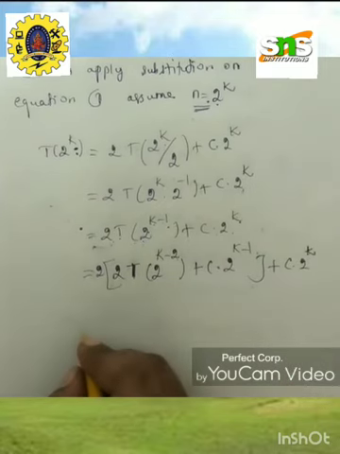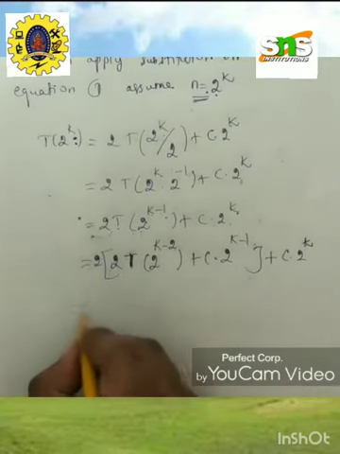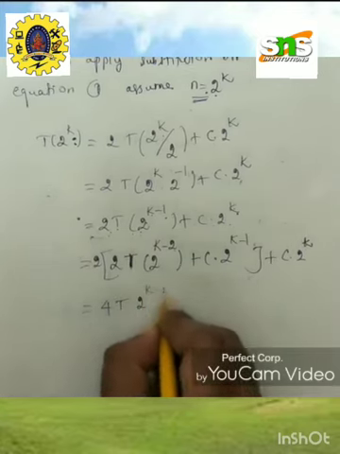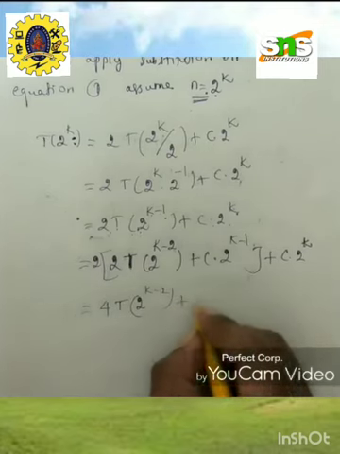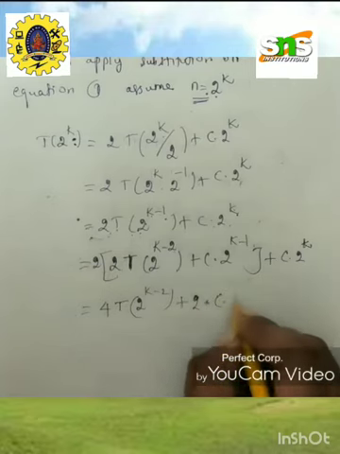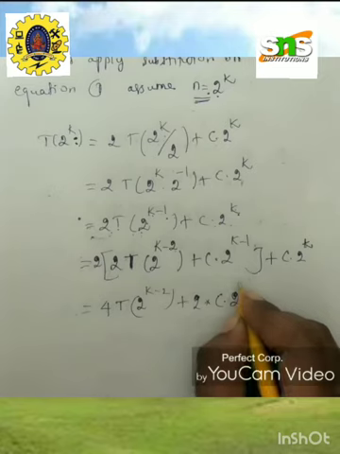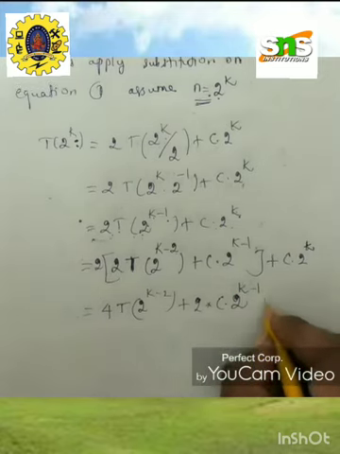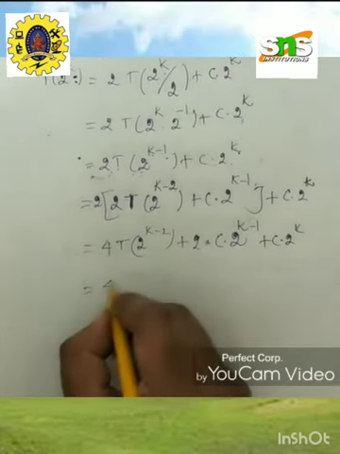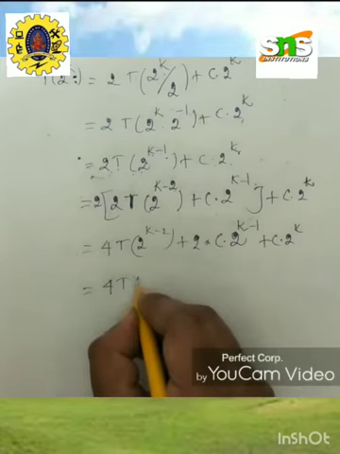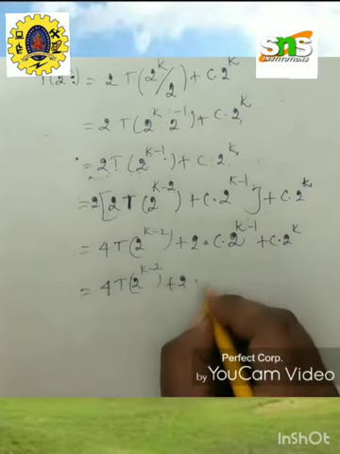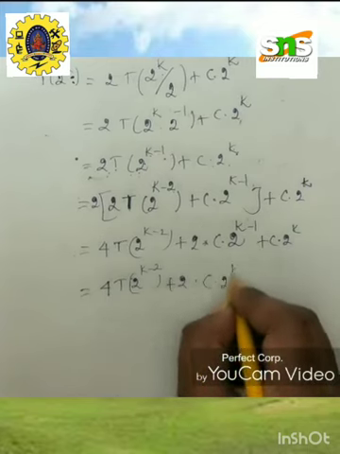Now I am simplifying this by multiplying with the 2: 4 into T of 2 power k minus 2, plus 2 times c dot 2 power k minus 1, plus c dot 2 power k. Next I am going to simplify the term. 4 into T of 2 power k minus 2, plus 2, I am going to write c dot 2 power k divided by 2.